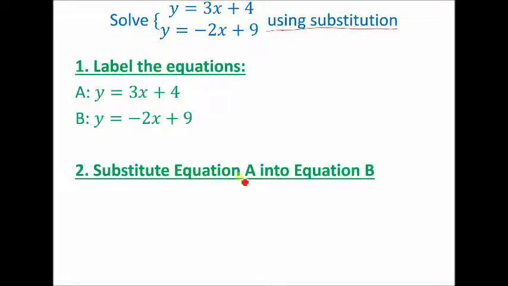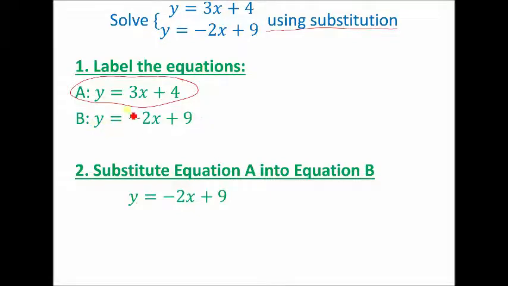So I'm going to substitute equation A into equation B, meaning I'm going to start with equation B, and now I want to do this thing called substitution. So I've got two equations with two unknowns. I would much prefer to have one equation with one unknown. So what I'm going to do is take equation A and replace the value for y in equation B.